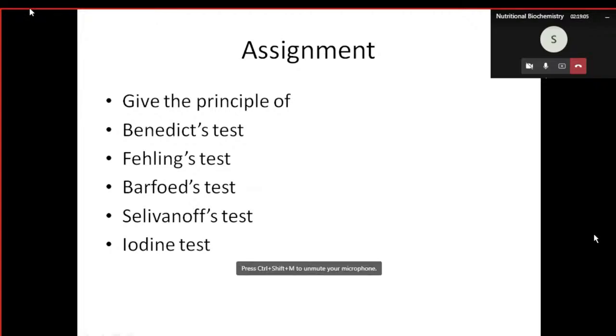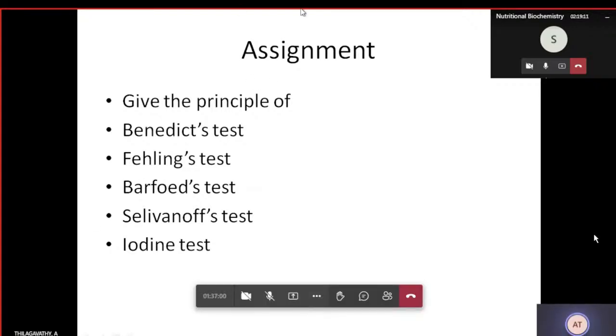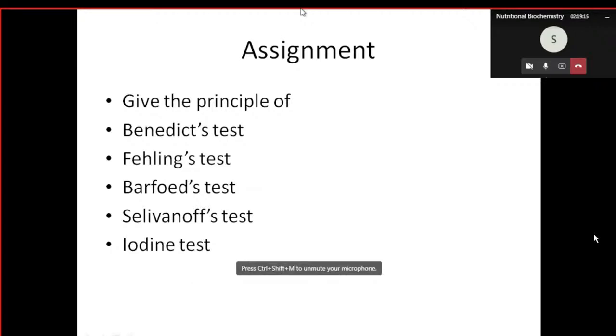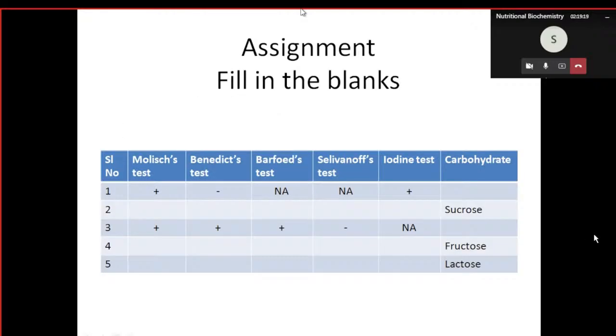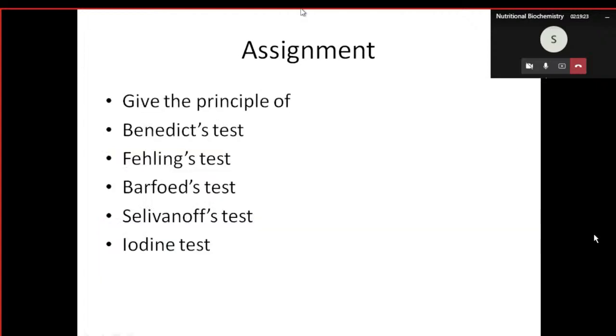Anybody had any doubts? No, ma'am. So after this table, kindly write the principle of all these tests.